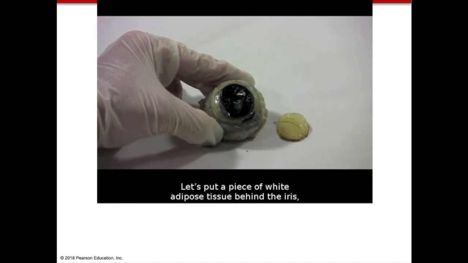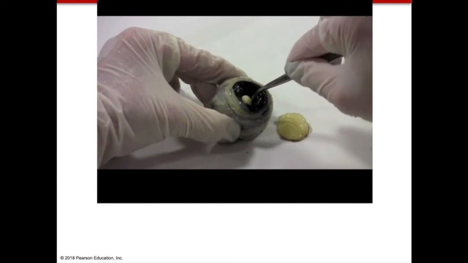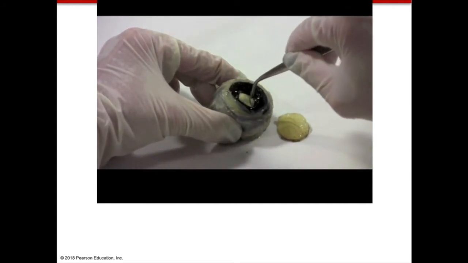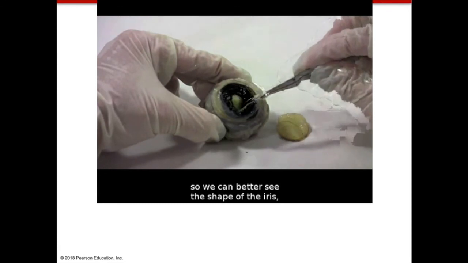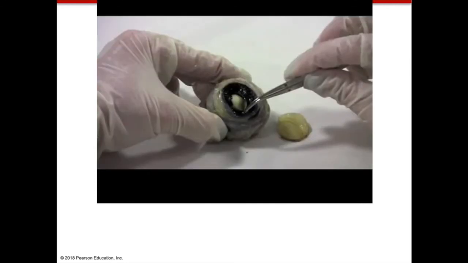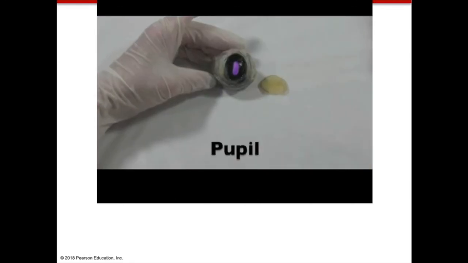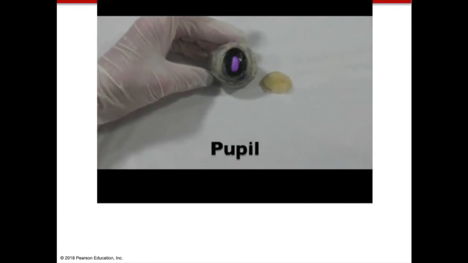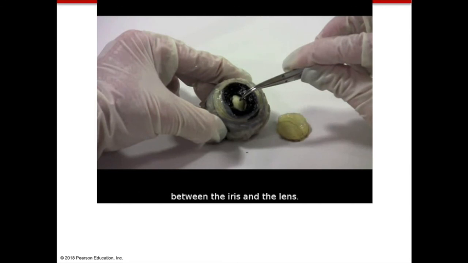Let's put a piece of white adipose tissue behind the iris so we can better see the shape of the iris. And the opening in the middle is called the pupil. Light passes through the pupil to the lens. The pupil leads into the posterior chamber, which is the space behind the iris, between the iris and the lens.